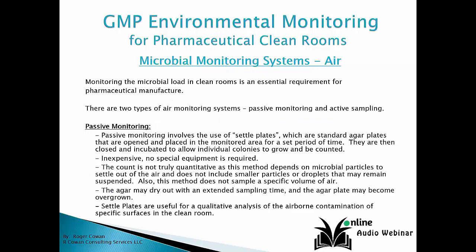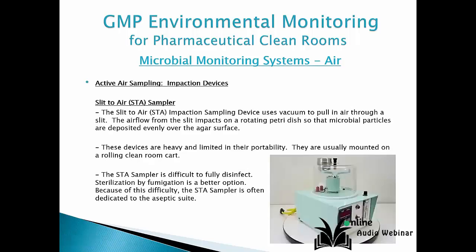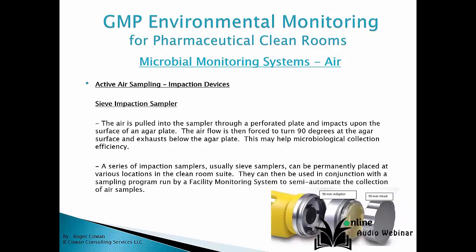Now, switching from non-viable particulate to microbial monitoring systems for air, there basically are two types of air monitoring systems. They're called passive monitoring and active sampling. Switching from passive to active air sampling, one good example of an impaction device is the STA sampler, which stands for slit to air. You can see a photograph to the right. Another impaction device is a sieve impaction sampler.